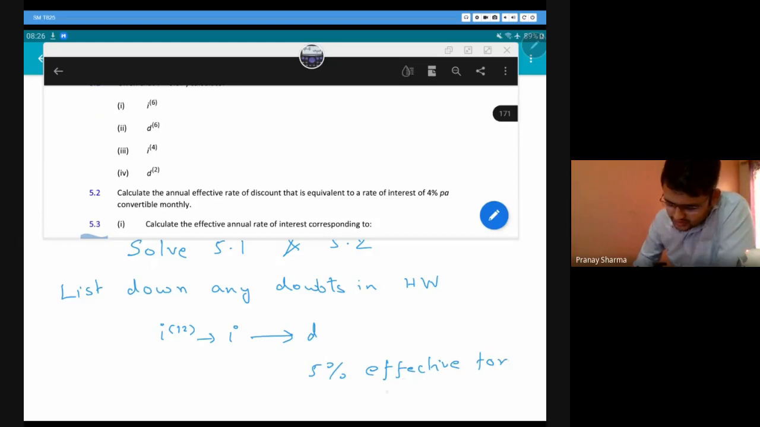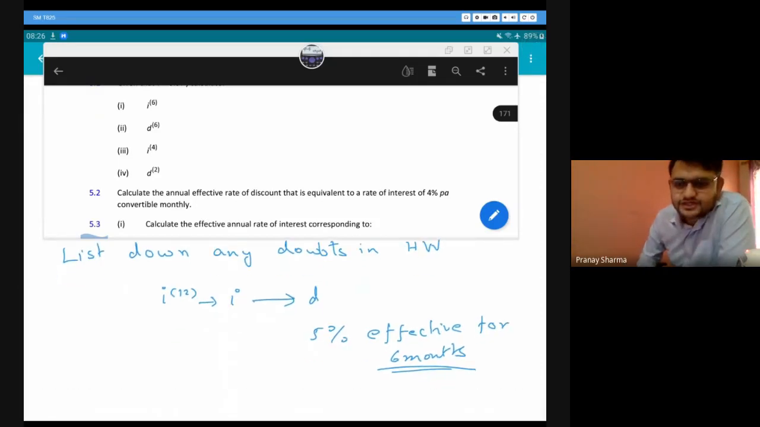for 6 months. Okay, so whenever they talk about government bonds, they will always give you an effective rate of discount. So when I say 5%, they are talking about effective rate of discount for 6 months if the government bond is of 6 months. So they'll say 6 months bond, 5% rate of discount. So that is why we said we'll be investing 95 rupees to get 100 rupees at the end of 6 months.